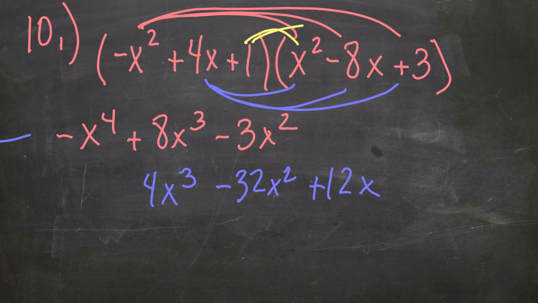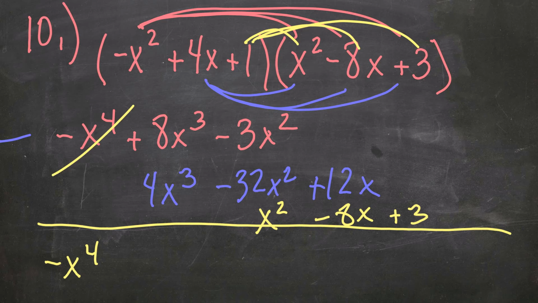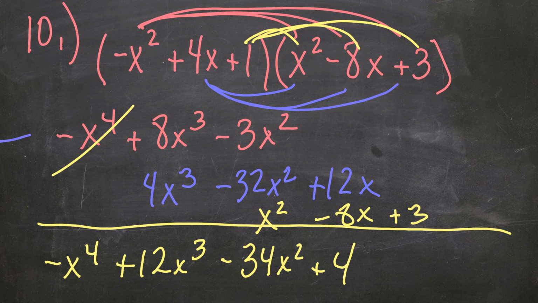Then 1 goes to everything as well. 1 goes to x squared. 1 goes to minus 8x. And then 1 goes to 3. Notice once again, I line everything up for me. That's how I do it vertically. And then I just combine my terms. Minus x to the 4th. 8 and 4 is 12. Notice when I'm adding, the exponents don't change. When I multiply, they do. Minus 3 and minus 32 is minus 35. Plus 1 is minus 34x squared. Plus 4x plus 3. And there's my final answer.